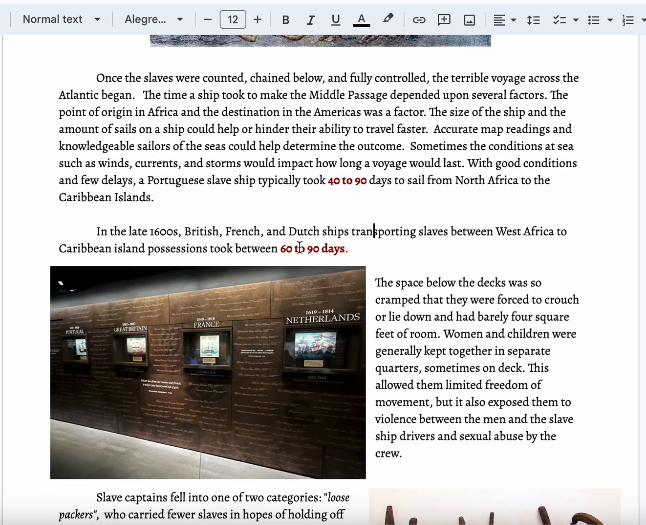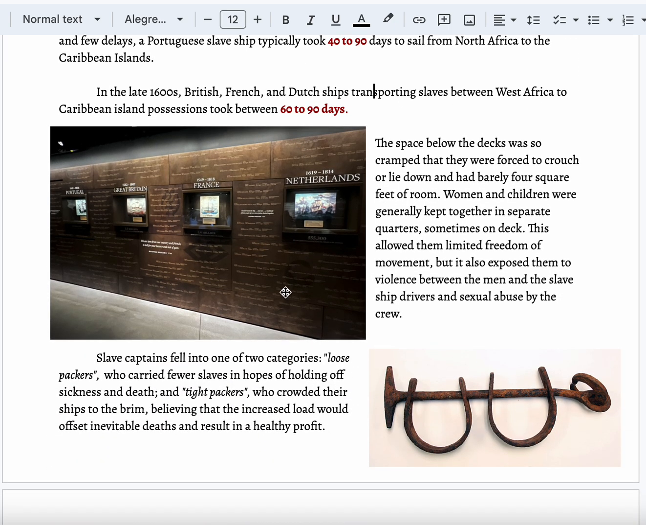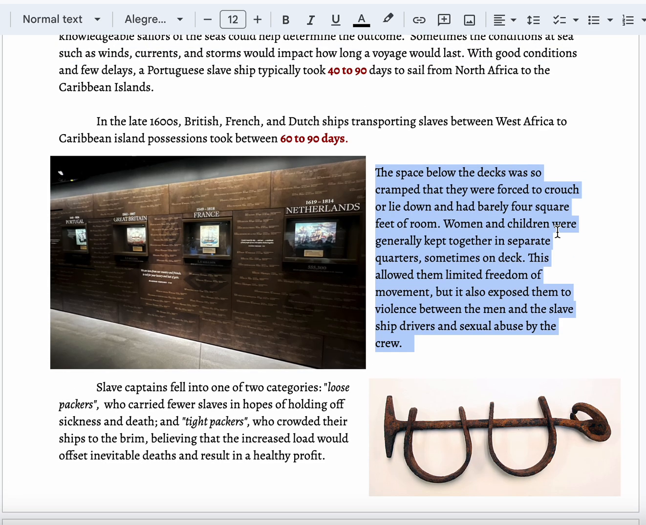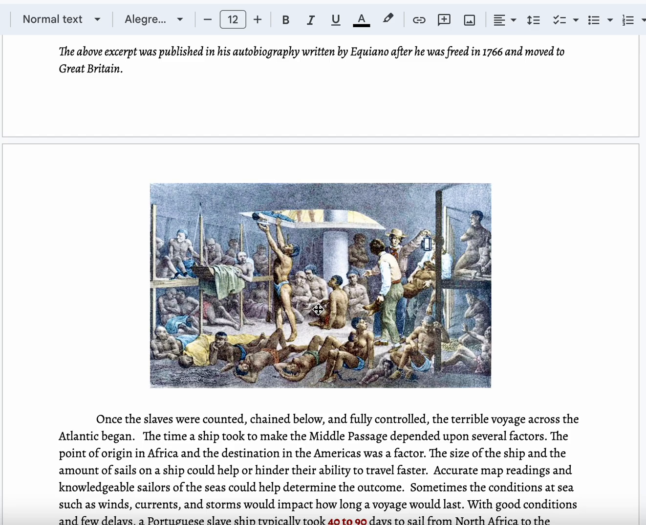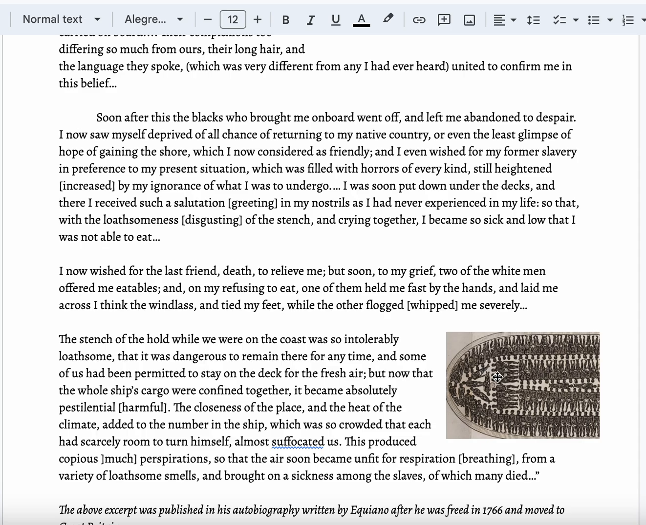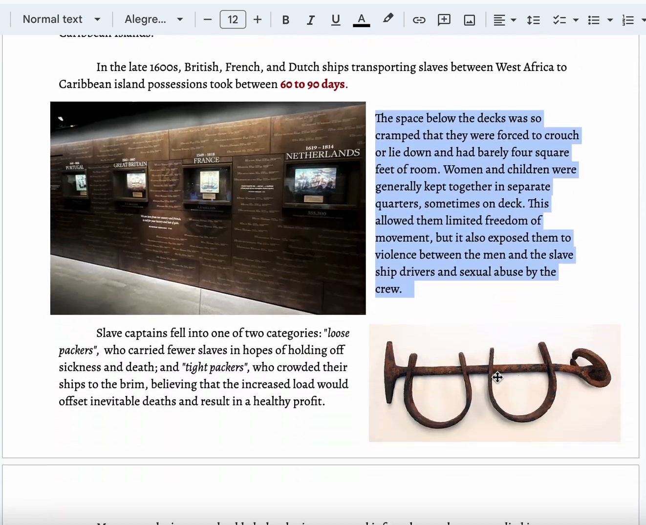Now, if I go back down here, we're going to go into a lot of details about this, but I want you to know that the space below decks was so cramped that people were forced to crouch or lie down. They barely had 4 square feet of room. If you look at the tiles on the floor in each classroom in the school, 1 tile is 1 square foot. So basically 4 to 6 of those square tiles is how much room one person had on the ship. And they were chained together below decks. We see these images that have been drawn of what the Middle Passage looks like below decks, but we really only have so much knowledge about it.